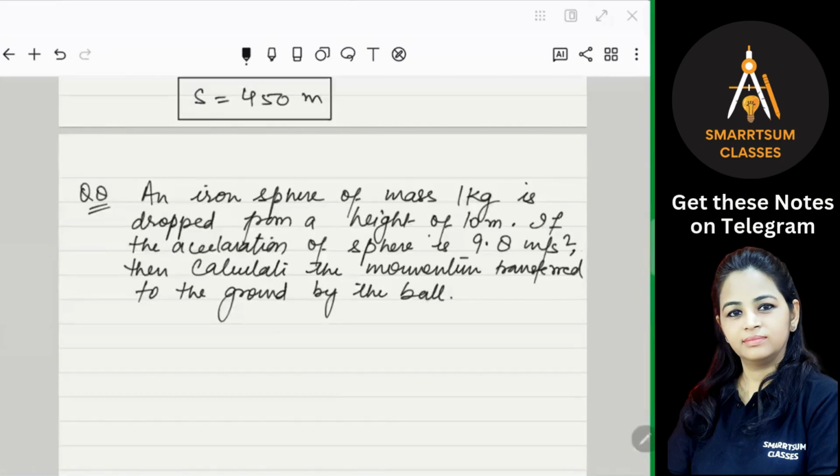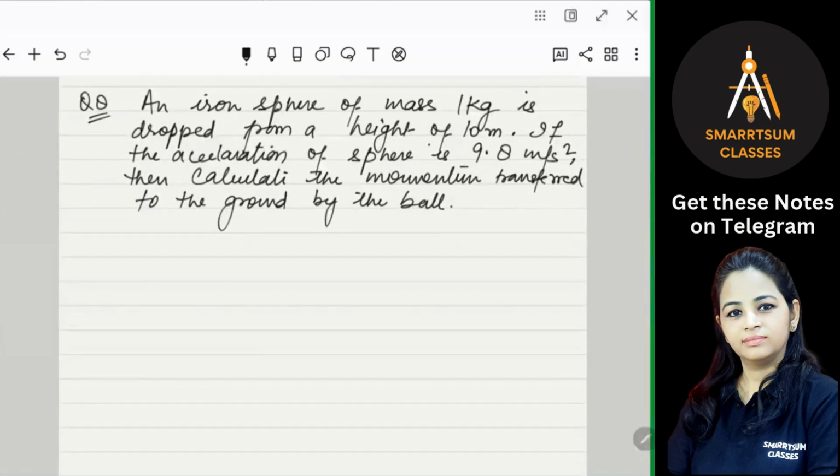Now look at this question, question number 8. An iron sphere of mass 1 kg is dropped from a height of 10 meter. If the acceleration of the sphere is 9.8 meter per second square, which is g, calculate the momentum transferred to the ground by the ball. This means you have to find the momentum of the ball when it hits the ground.